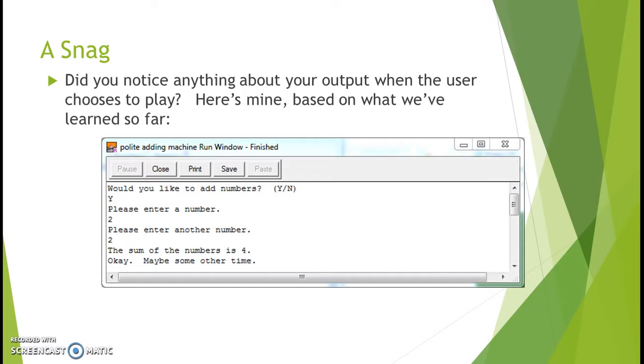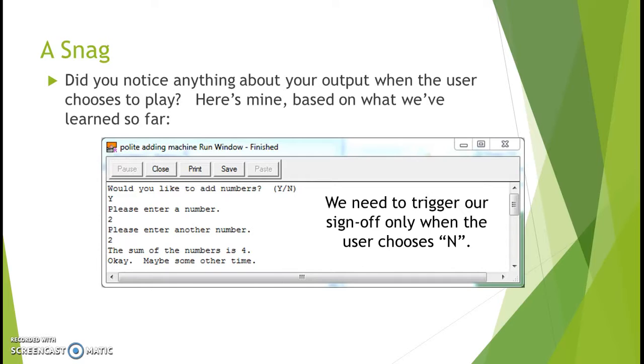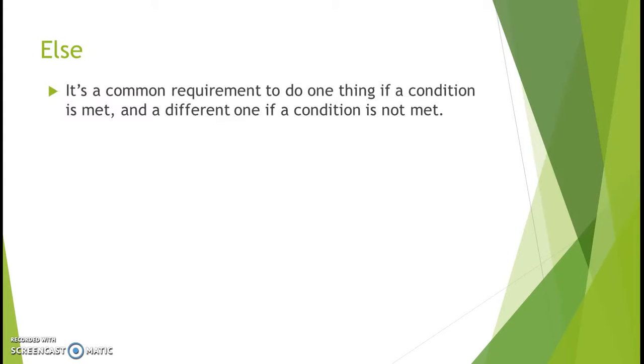The only problem is my sign-off statement to the user was at the end of my code, and so it signed off as if the user had never asked it. I had created a linear program. So my sign-off really should only have come up when the user chose no. Instead it was coming up in both cases. So we can put another if statement in there. But there is an alternative technology that we can use.